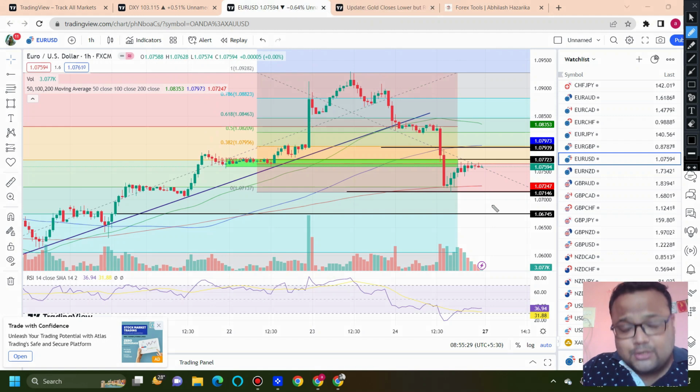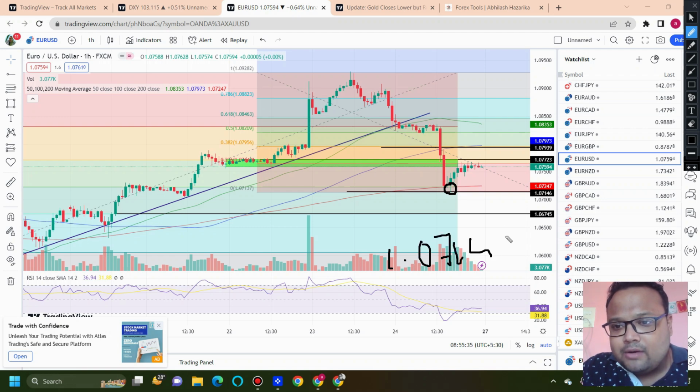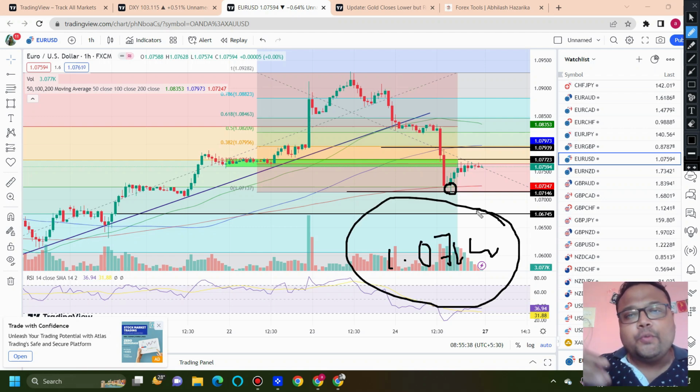And if the market is going down, that means obviously the market will have to break this level, isn't it? So yes, 1.0714. This is another level below which you can also consider taking a sell position. But usually I prefer to go for a trade at a retest level. So this will be a breakdown trade.